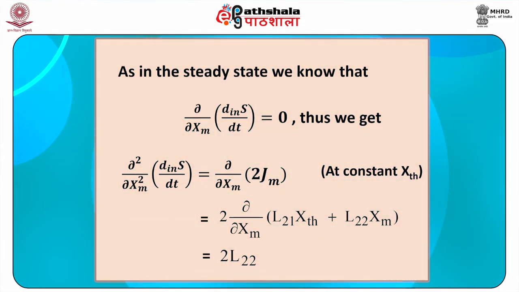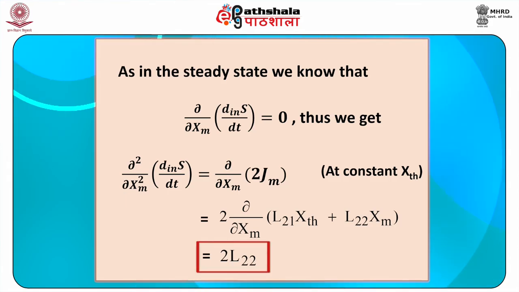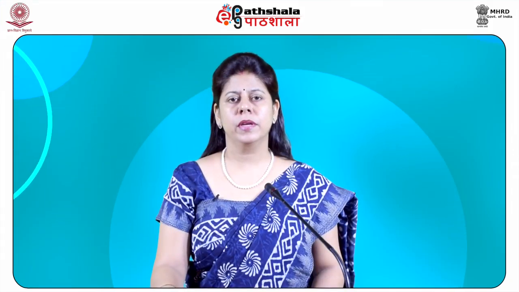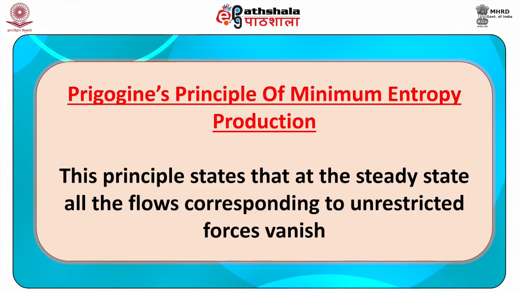As in the steady state, we know that the differential of internal entropy with respect to Xm is equal to zero, we get finally twice L22. Since L22 has a positive value, the second derivative is also positive, so that the extremum is a minimum. This statement also furnishes Prigogine's principle of minimum entropy production.